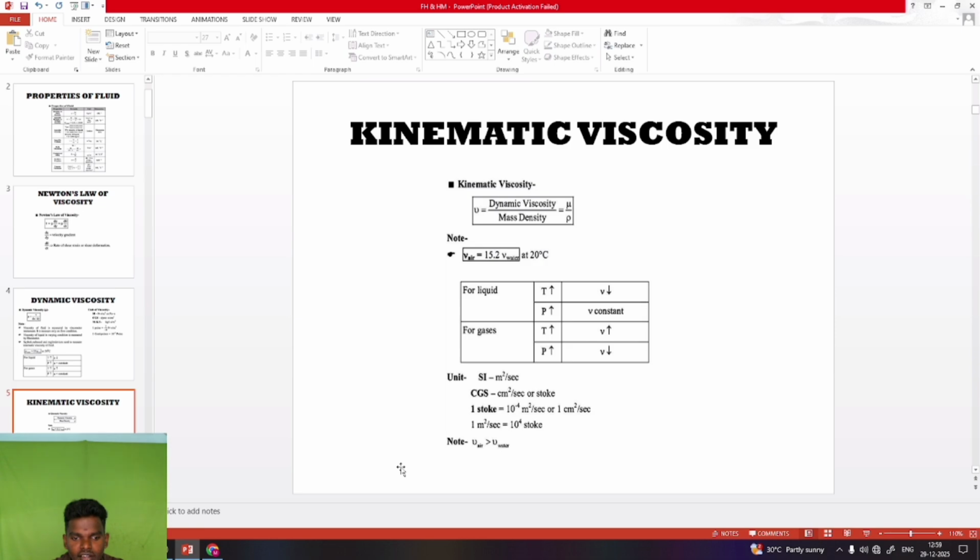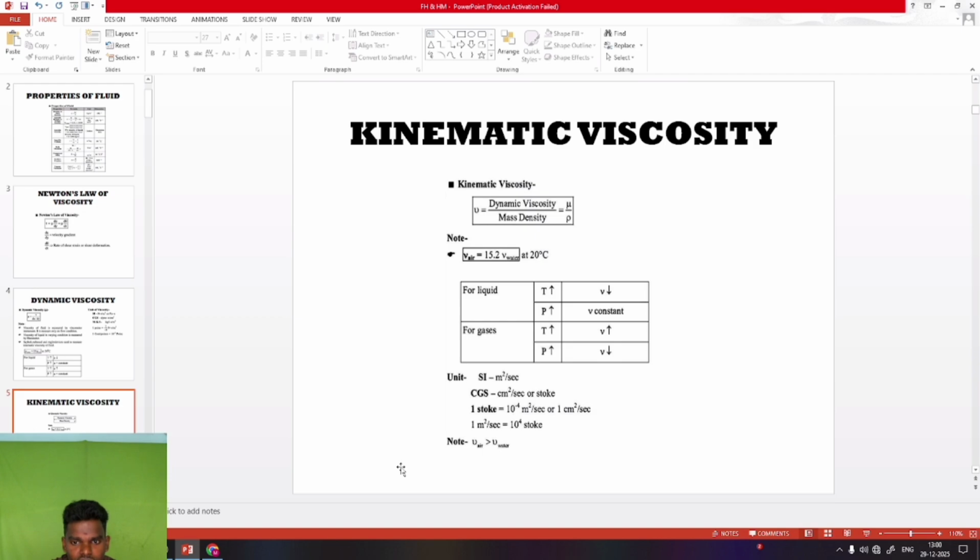and rho of air is equal to 15.2 times rho of water at 20 degrees Celsius. For liquid, if temperature rises, kinematic viscosity decreases. If pressure increases, kinematic viscosity will remain constant as the previous values. For gases, if the temperature increases, the kinematic viscosity will increase. If the pressure increases, the kinematic viscosity of gas will reduce.